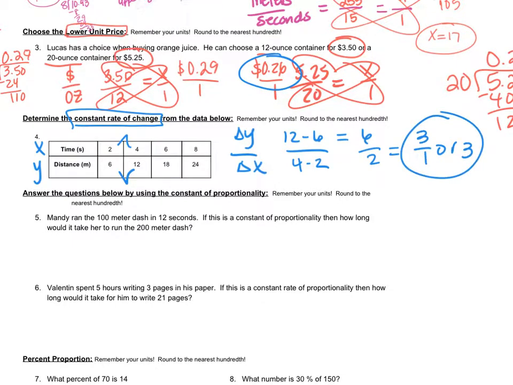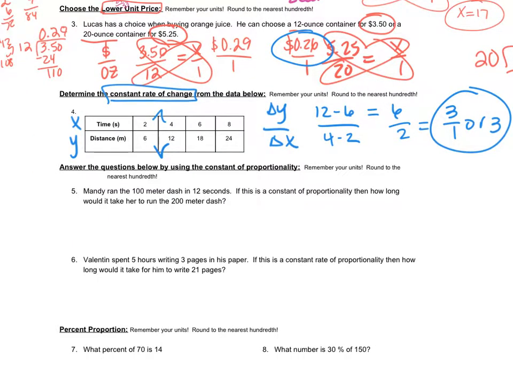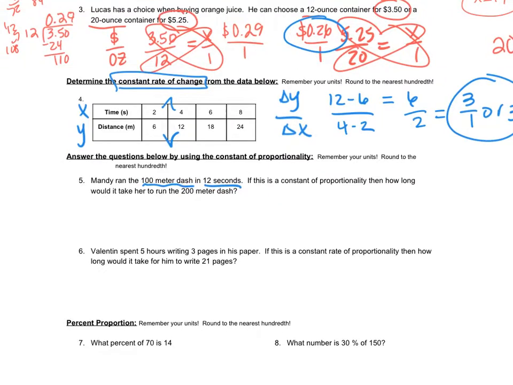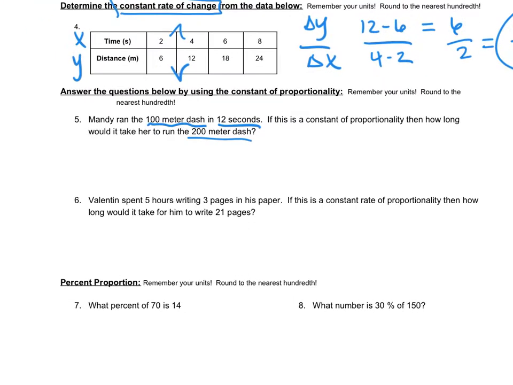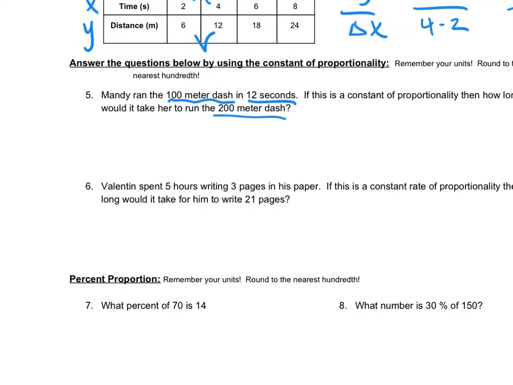A 100-meter dash. She ran a 100-meter dash in 12 seconds. If this is a constant of proportionality, then how long would it take her to run a 200-meter dash? So what are the two things that you're comparing? What words? Seconds and meters. So I'm going to compare the meters over seconds. Because the meters is what's depending on those seconds.